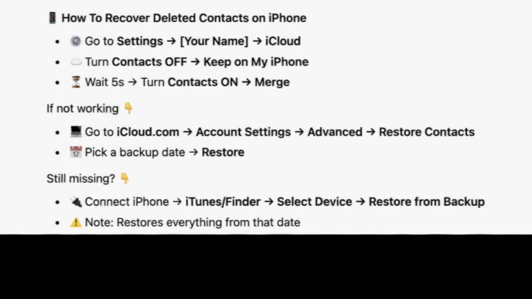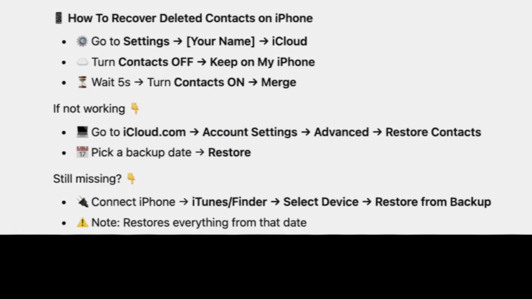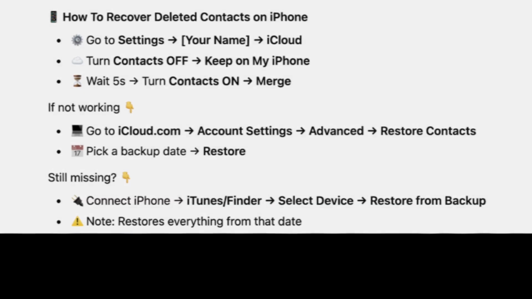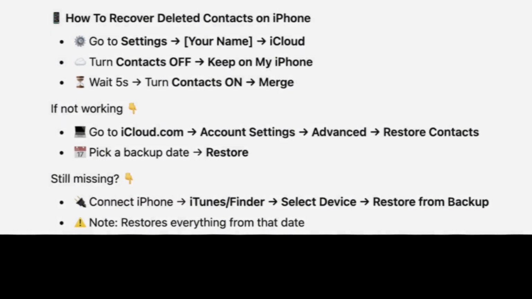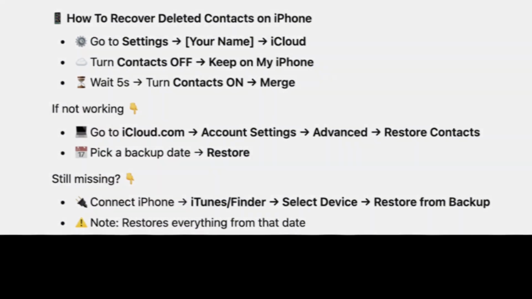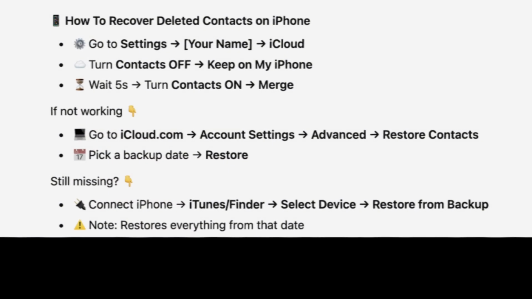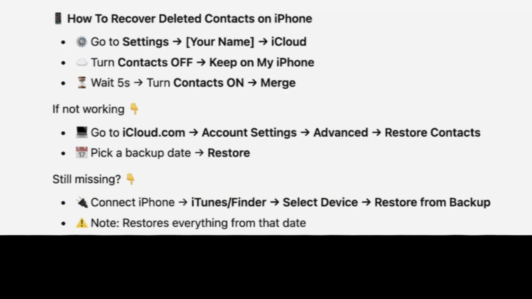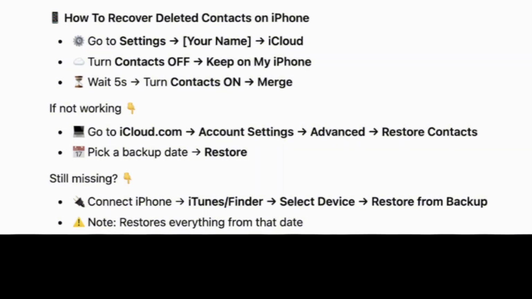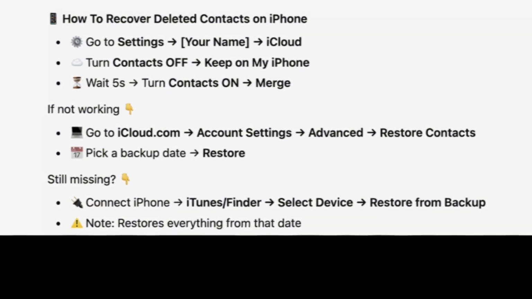If iCloud yielded nothing, consider your local backups. If you regularly sync your iPhone with a computer using iTunes or Finder, there's a chance. Connect your iPhone. Open iTunes on Windows or Finder on macOS. Select your device. Look for the Backups section. If you see a backup dated before your contacts disappeared, you can attempt a full restore from that backup. Be warned, this will revert your entire phone to that state, erasing any data added since the backup was made. Only proceed if the contacts are truly critical.